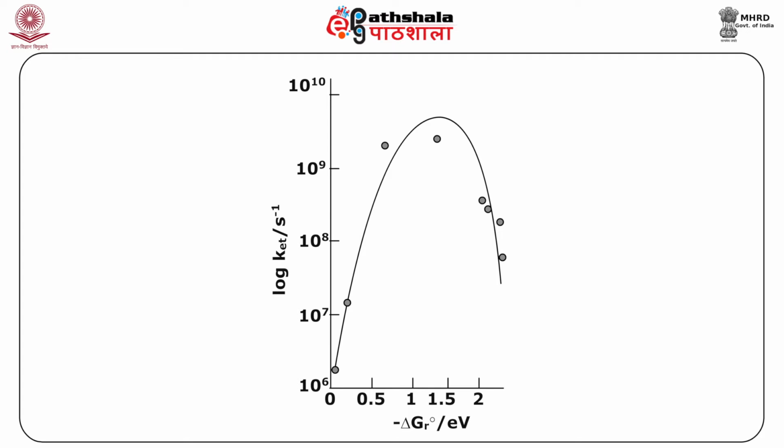The inverted region has been observed in a number of compounds in which the electron donor and acceptor are linked covalently to a molecular spacer of known and fixed size. The variation of log K ET with minus delta G R naught for a series of related molecules.